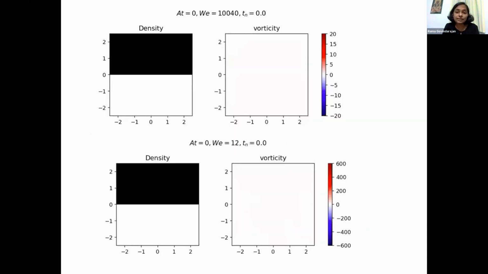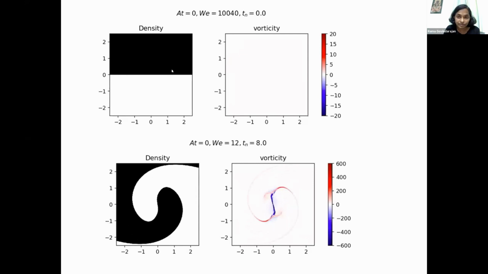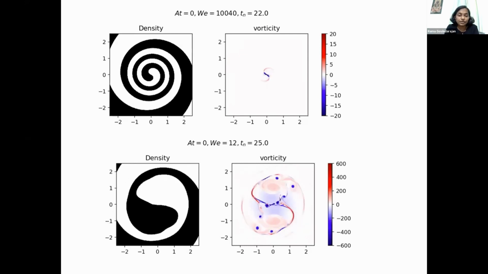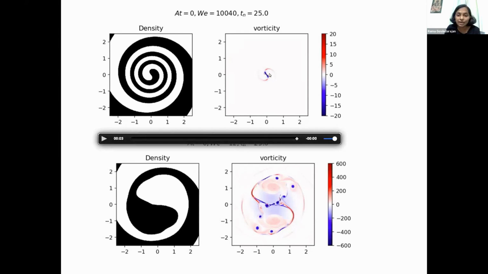And so let's look at some movies now with the new one, which is, just to make life easy, we take Atwood number to be 0 and put only surface tension, which we never had before. So this is pretty low surface tension because the Weber number is very big here. So you see, oops, the other one is playing first. So anyway, you saw that when you have very low surface tension, it's basically a little spiral, and the vorticity, you can see some instability coming up, but nothing much in the time of our simulation.